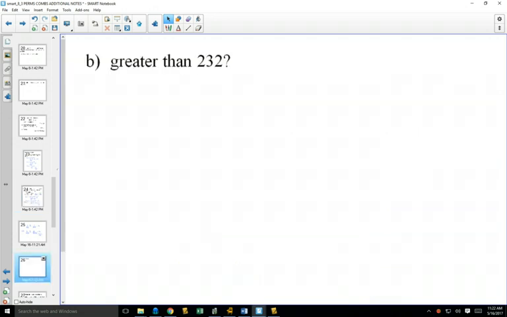Part B, we now want our number to be greater than 232. We're still using the numbers 1, 2, 3, 4, 5. And for these questions, there's a number of questions that ask you to do things greater than. For these questions, what I always start with my case 1 is I think, what would guarantee that it would be greater than 232?